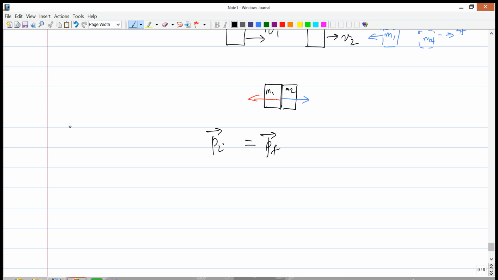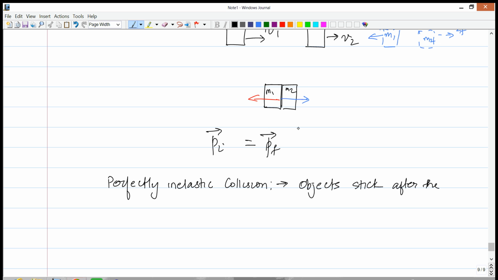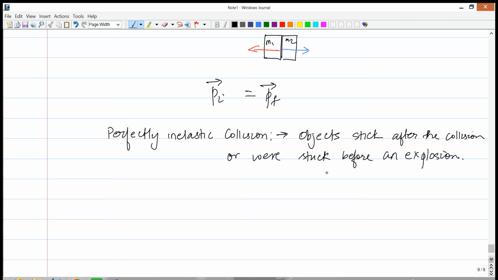Okay, so first we'll look at a subcategory of inelastic collisions, which is a perfectly inelastic collision. And this simply means that objects stick after the collision or were stuck before an explosion. Okay, so objects will stick after a collision or were stuck before an explosion.